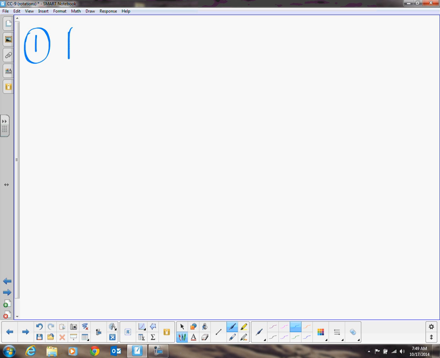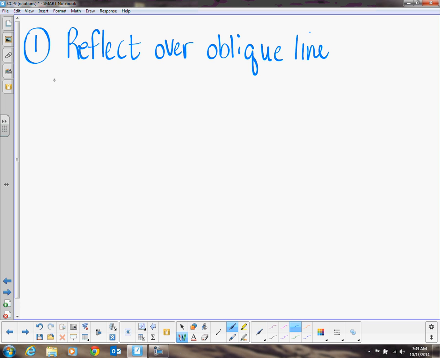You have to reflect over an oblique line. Did you have a whole worksheet on this? Yeah. Did Becky give you back all your homework? Yes, you've got that to look at. What's another thing?